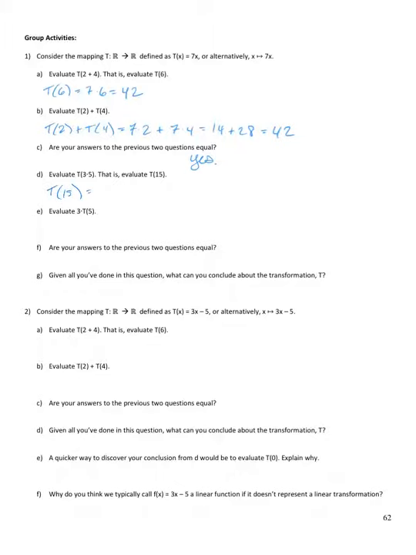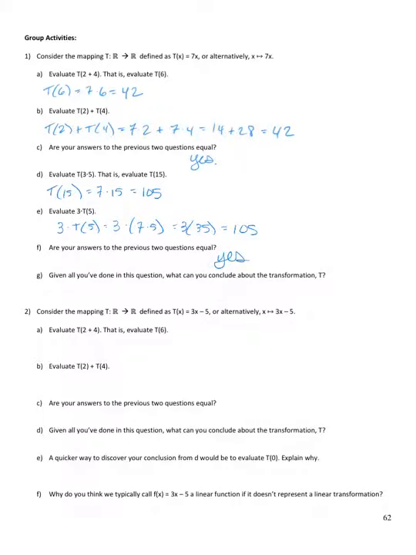Let's evaluate T of 3 times 5, or T of 15. So that's 7 times 15, which is 105. And then 3 times T of 5, that's 3 times 7 times 5, which is 3 times 35, which is 105. Yes, the answers are the same again.